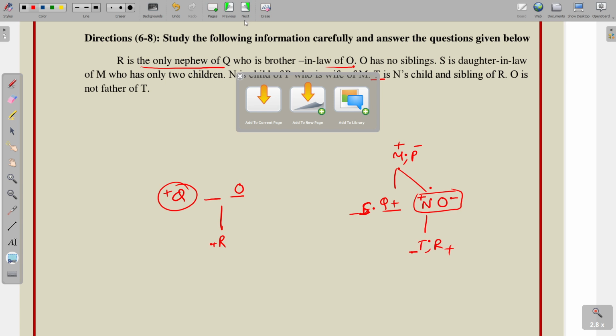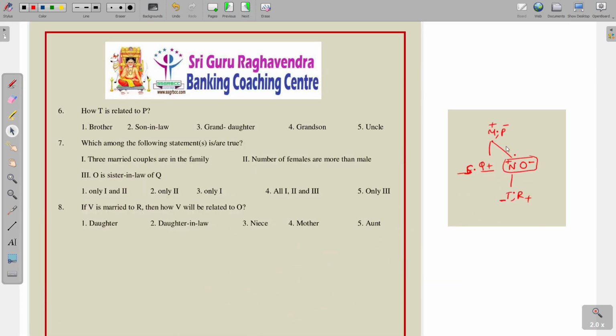If you observe once, these two are husband and wife, and Q and S both are husband and wife, and also T and R both are siblings, and N and Q both are husband and wife. And let us move on to the questions. Question number 6, how is T related to P? So T related to P, definitely granddaughter.